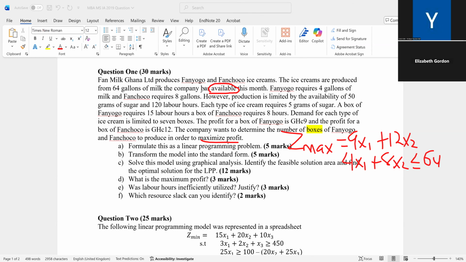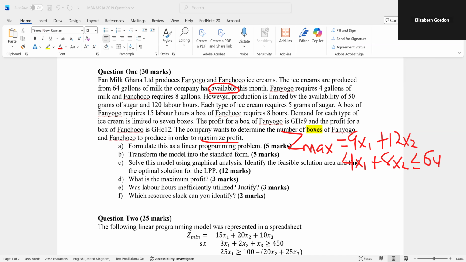Very good. Excellent. So guys, as you can see from here, there was a clear indication of milk constraint, and it says 4 gallons for choco. It said that here, 4 gallons for choco, and 8 gallons for yogurt. So it's 4x1 plus 8x2 less than or equal to 64. This is how you formulate the milk constraint.